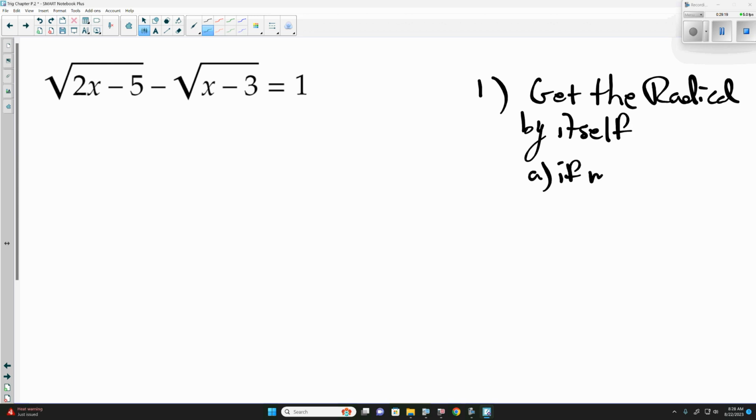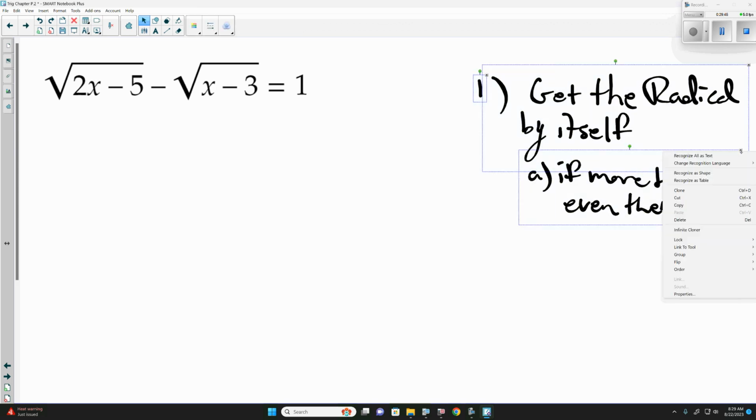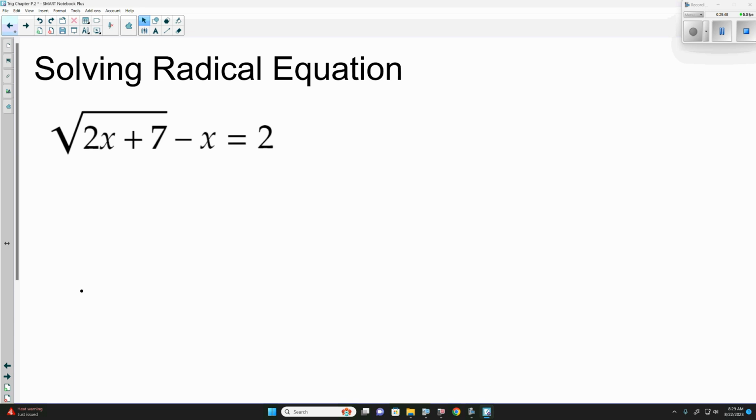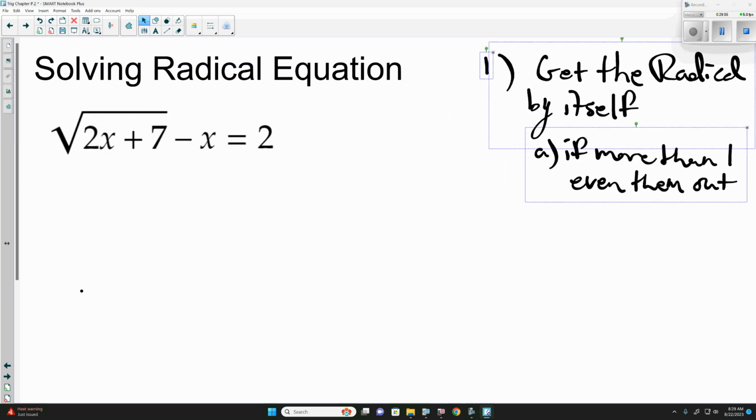If more than one, even them out. If more than one, even them out. Okay, yeah. I do want that. Got it. Apparently I put those on the wrong page. Edit. Paste. Okay.